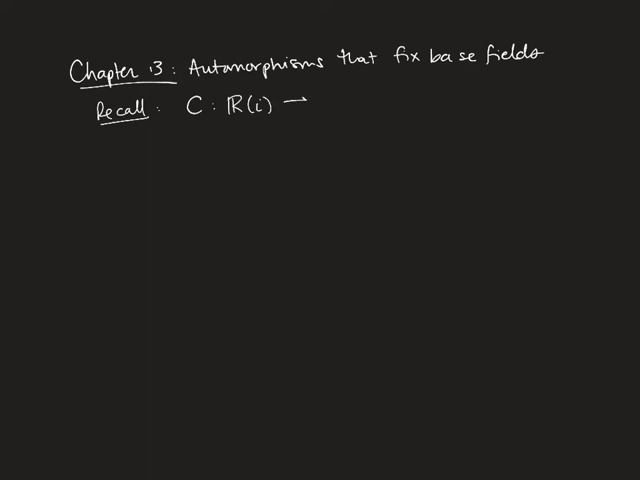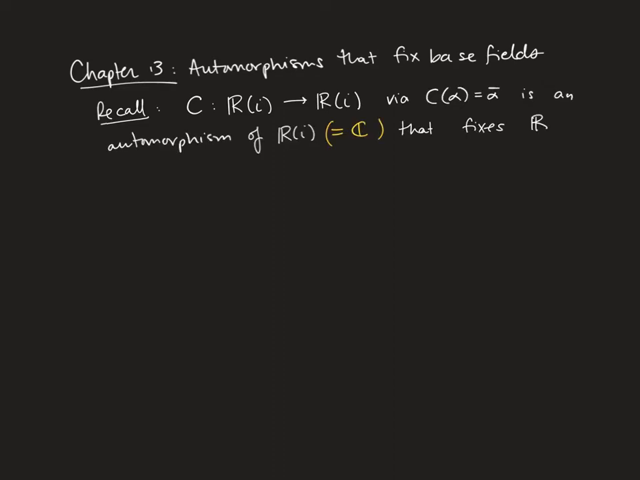We've got the conjugation automorphism from the complex numbers to themselves, which I'm writing in a slightly weird way. This way that I'm writing it will help me illustrate what I mean by fixing a base field, in this case R. Okay, so what does it mean to have an automorphism? Well, first of all, we need a homomorphism. So when we check that it's a homomorphism, we check that it preserves addition and multiplication.